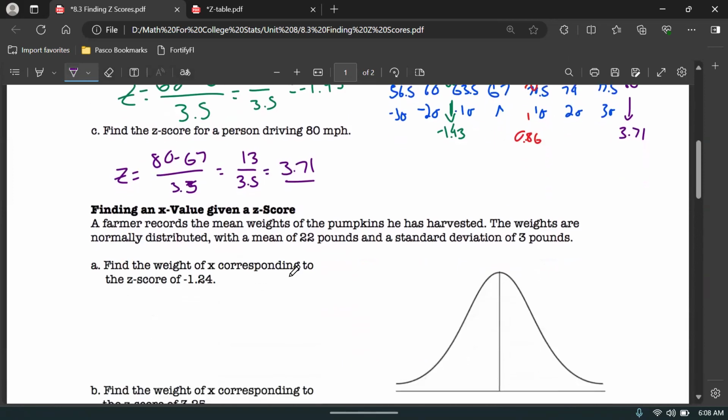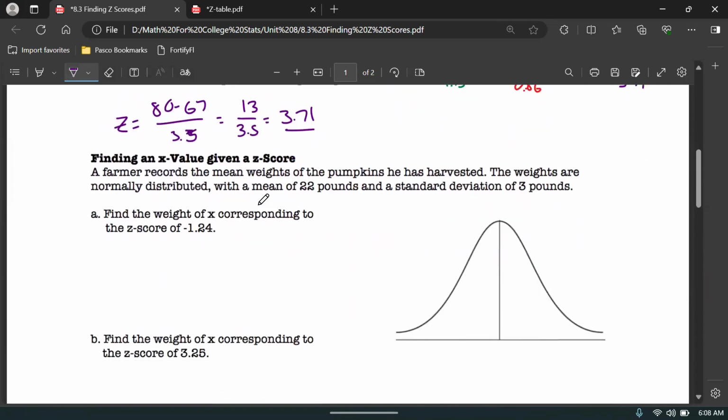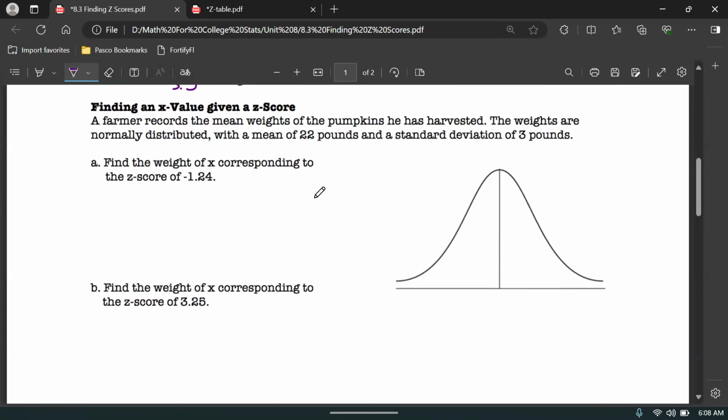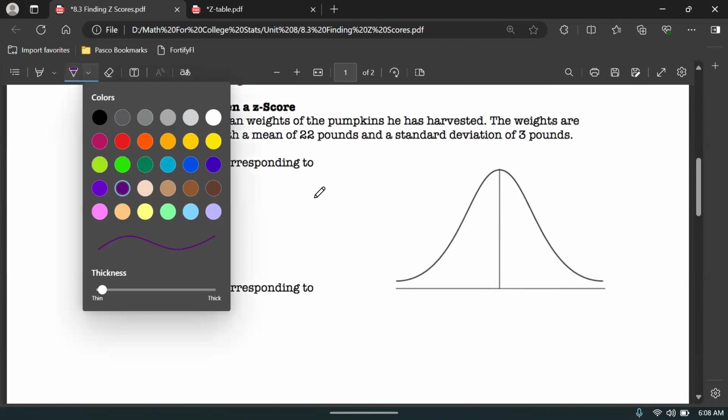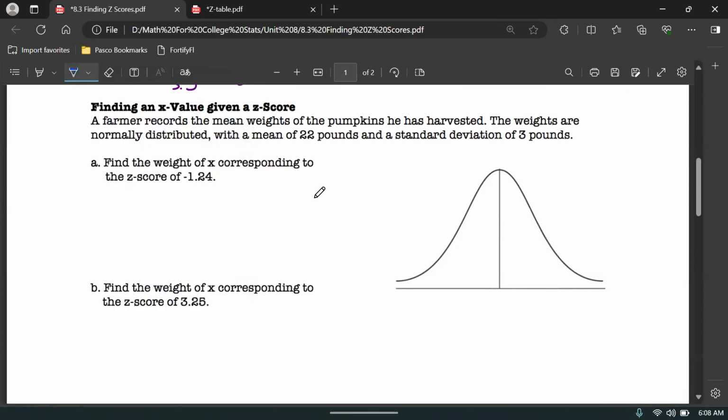All right. Continuing on here. A farmer records the mean weights of the pumpkins he has harvested. The weights are normally distributed with a mean of 22 pounds and a standard deviation of 3 pounds. So let's draw this one out. So mean of 22 and a standard deviation of 3. So this would be 25, 28, and 31. And if we go backwards, it'd be 19, 16, and 13.